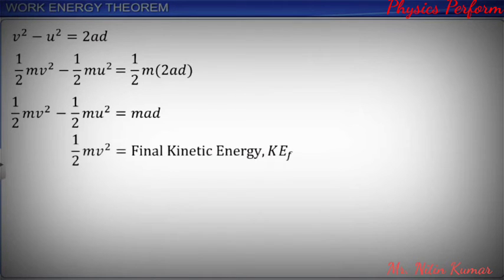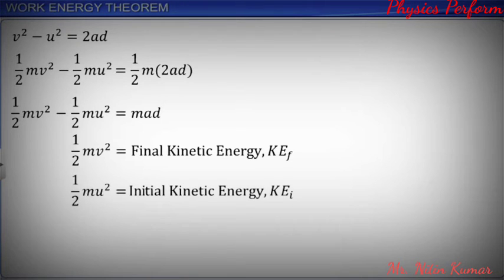On the left side of the equation, half mv square is the final kinetic energy of the body, and half mu square is the initial kinetic energy. On the right side of the equation, we have the product of m, a, and d.